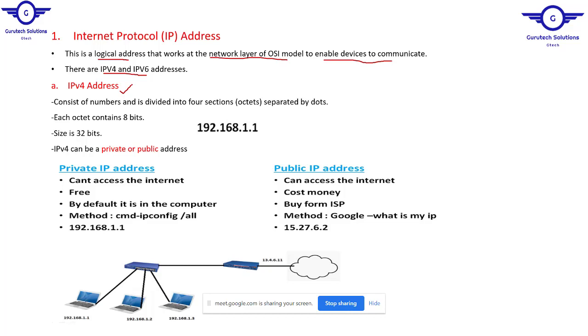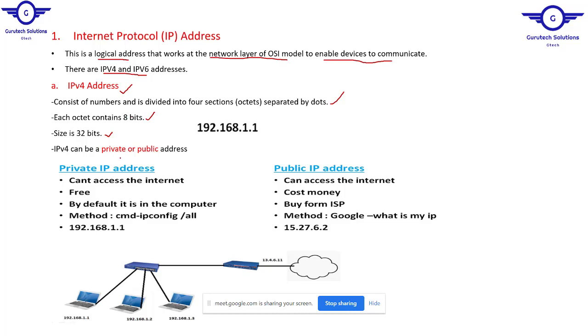IPv4, just like we've said that an IP address is a logical address, consists of numbers and is divided into 4 sections, or octets, separated by dots. The sections are called octets, and these octets are divided by dots. Each octet or section contains 8 bits, and the entire size of an IPv4 address is 32 bits. There are 4 octets, each octet 8 bits, so 4 times 8 is 32.